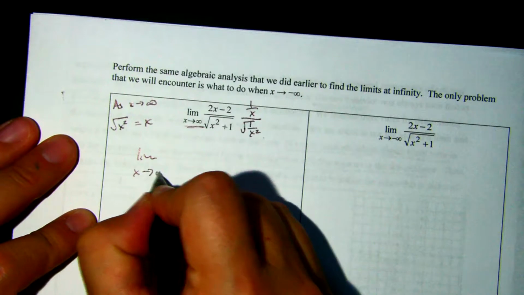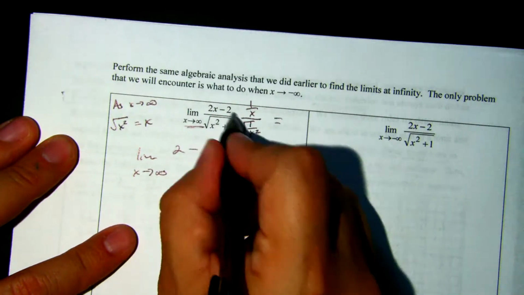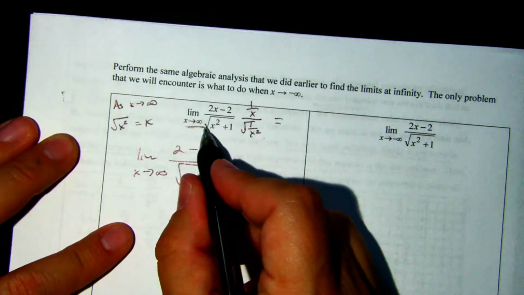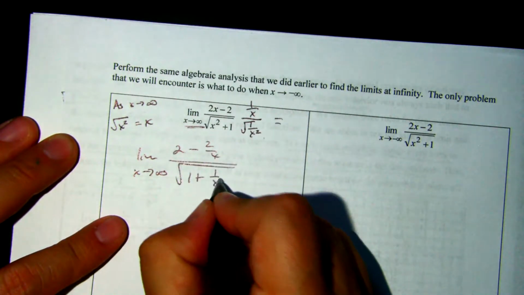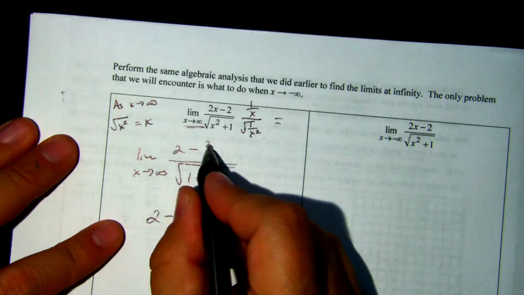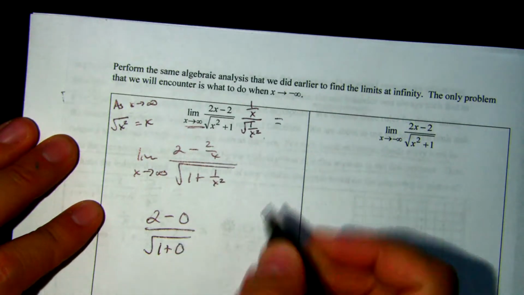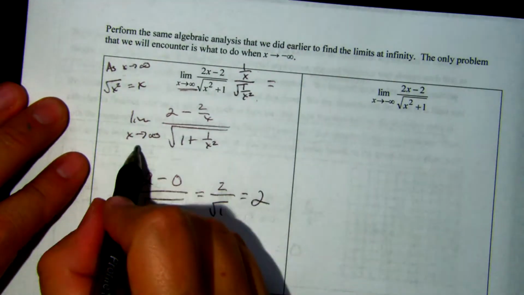The limit as x goes to infinity equals, I've got 2x over x is 2, minus 2 over x. Okay, so there's my numerator. My denominator, I can just multiply, because square root times square root, I can just put them together. I end up with the square root of 1 plus 1 over x squared. Now I can evaluate these limits the way that I did the other ones. I've got 2 minus 2 over infinity, that's 0. Square root of 1 plus 1 over infinity squared, that's just 0. So I get 2 over the square root of 1, which is just 2. Okay, so my limit as x goes to positive infinity is 2.